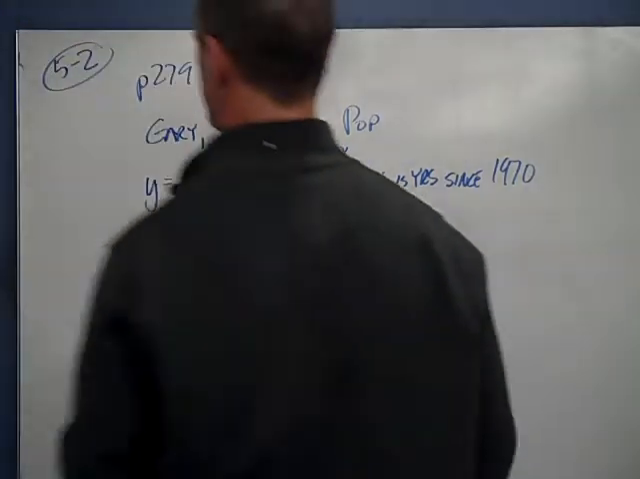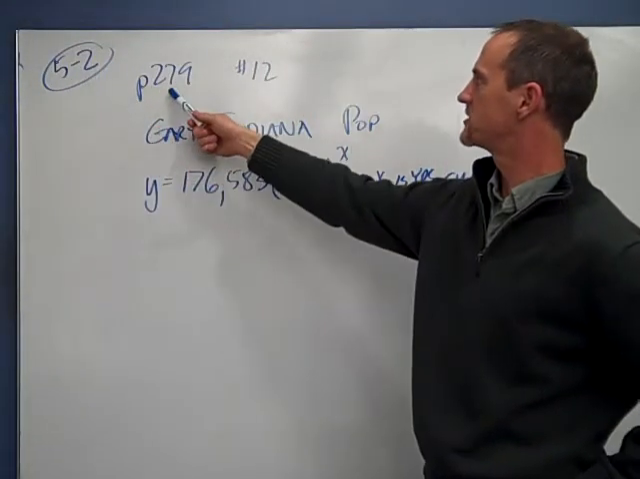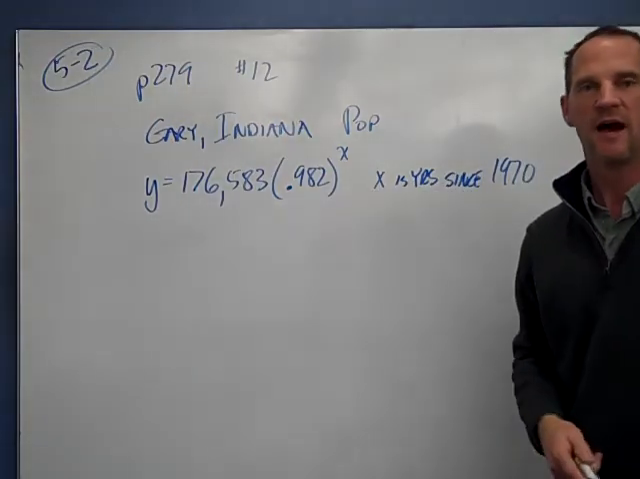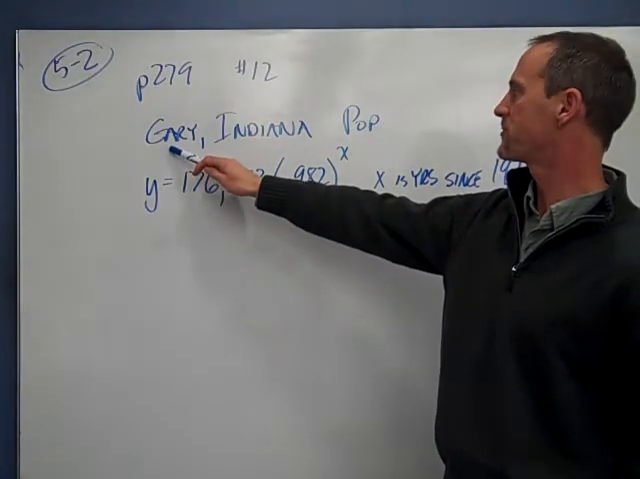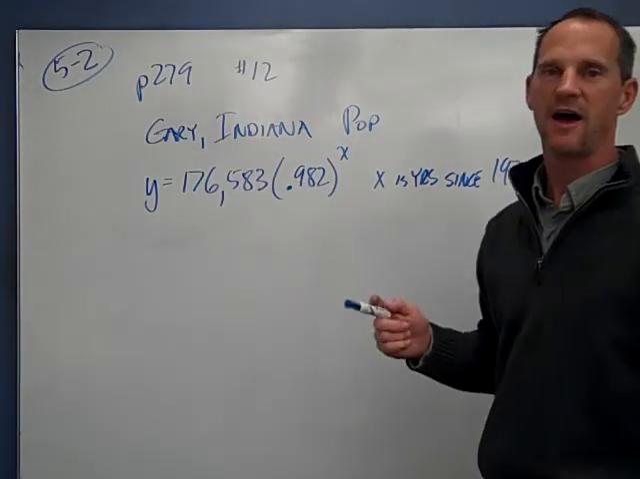Okay, next problem is just from 5.2. It's page 279, number 12. Not a difficult section if you know what everything is. And this is modeling the population of Gary, Indiana.